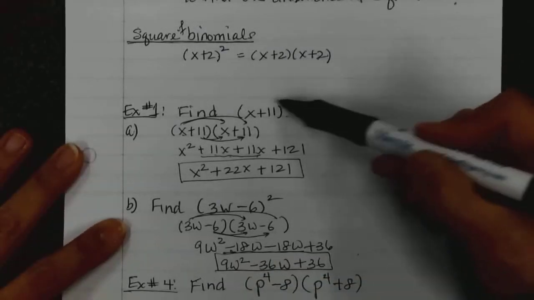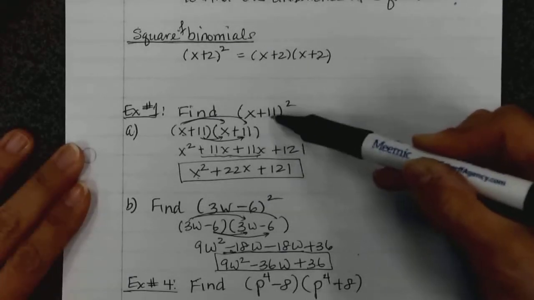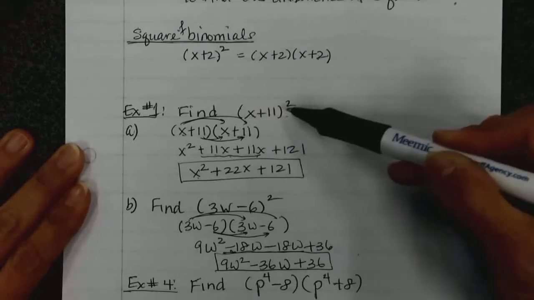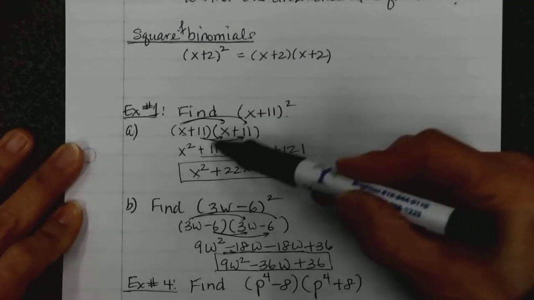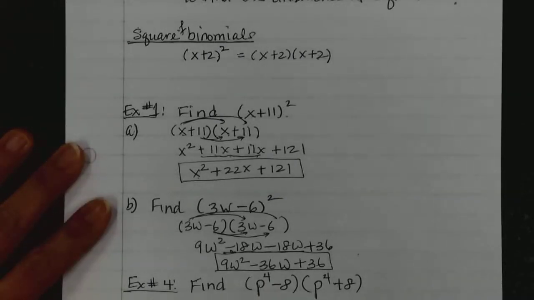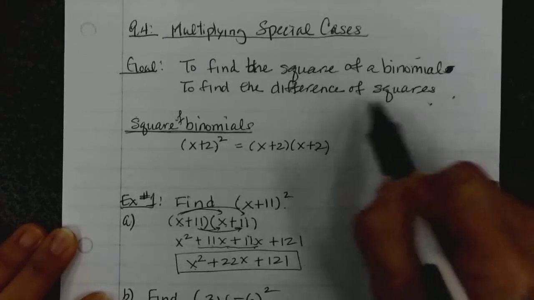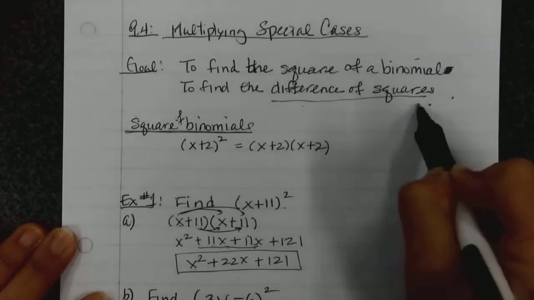Okay, so if you notice, x squared, 11 squared, but in the middle you can't just square the x and the 11 and say that's your answer, because it has that middle term, so you do have to write it out. Okay, and now the second part is finding the difference of squares, and I'm going to talk about it in a little bit, difference of squares.